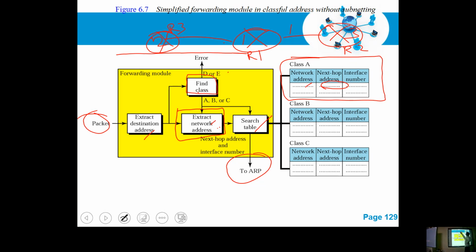Similarly, I will have numbering here, interface numbers. That interface number also I am going to have here. Similarly, if the address is class B, the same method. Try to find a particular network address and find out what is the next hop and interface number of that particular thing. Similarly, for class E also, we are going to find. So like that, look at this method and consider what is the corresponding next hop address and interface number. Is it clear how we are forwarding in classful addressing?